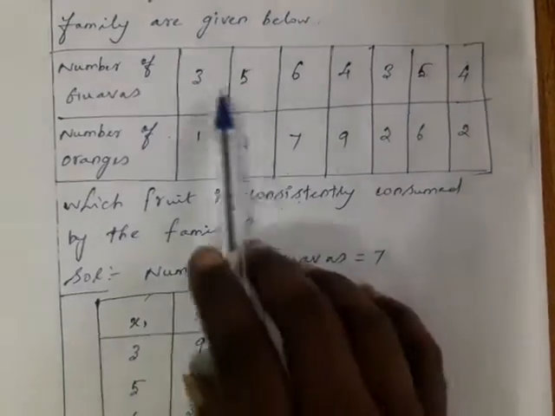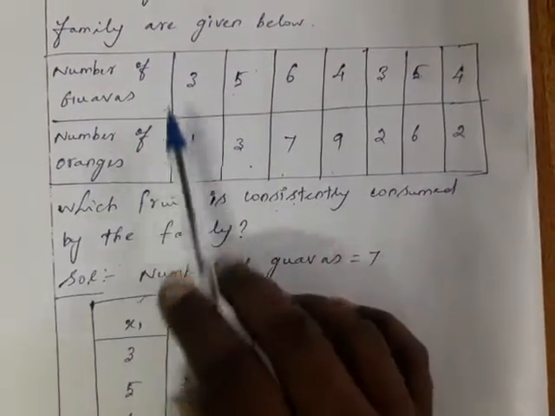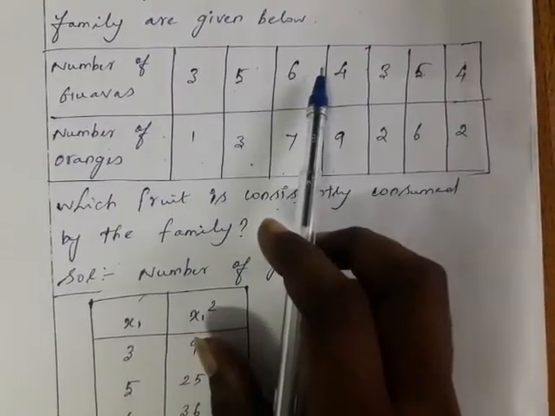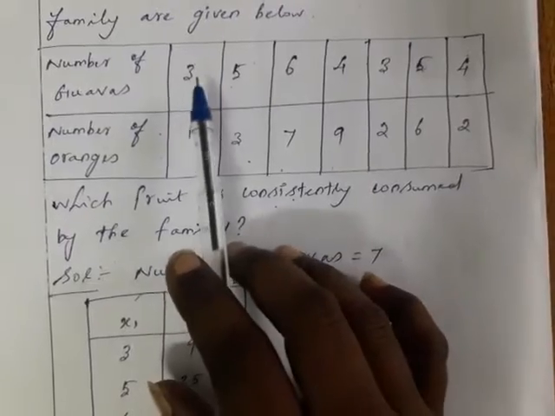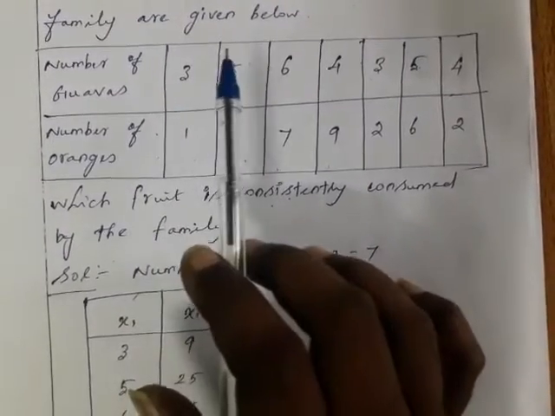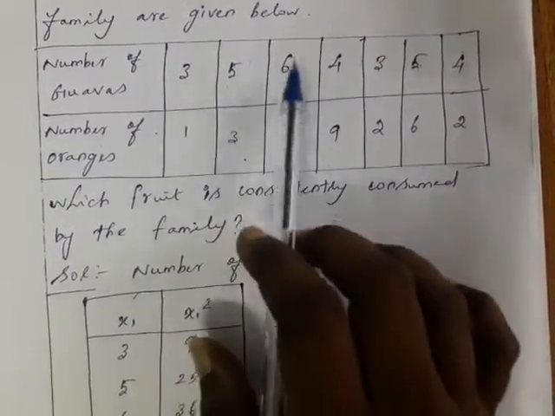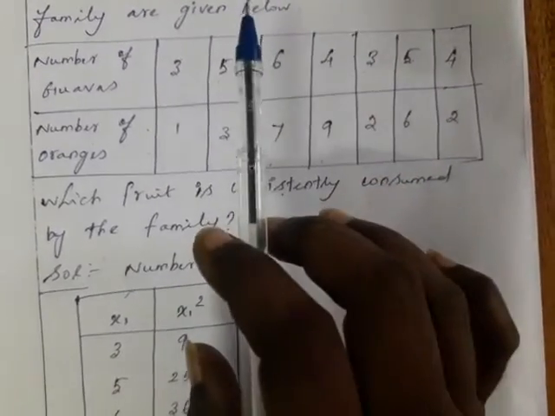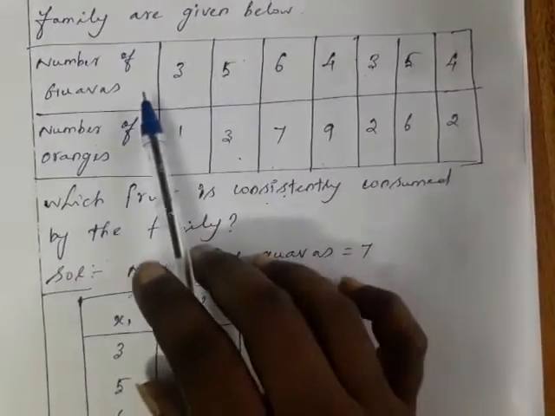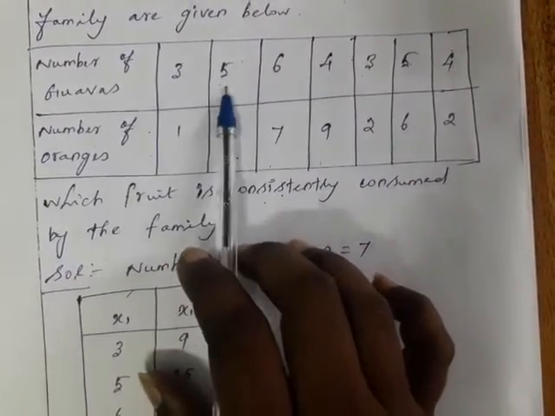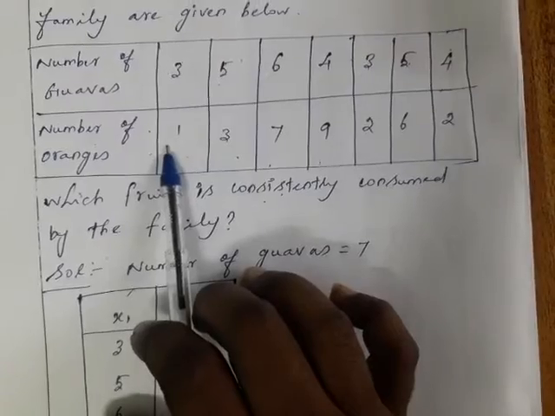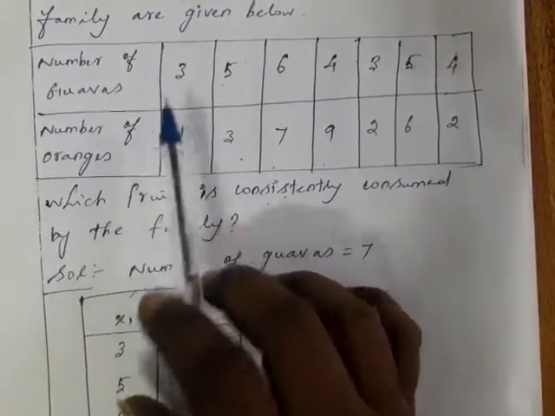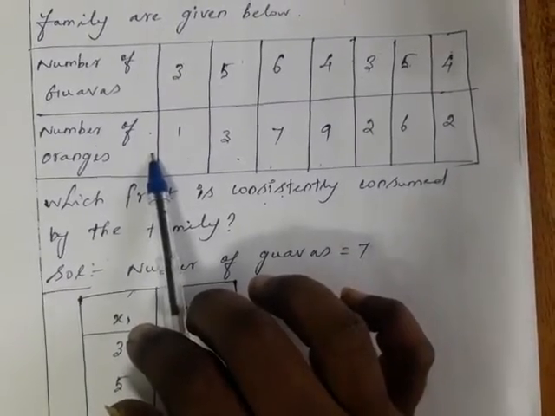So next, this one is x. Here two values are given. Normally when one value is given, this one is x, this one is frequency, like that we are doing. But here both are used in one family. Which fruit is more consistent, we have to find out. So first I have to find out for guavas, next for oranges. So for guavas this is the x1 value, and for oranges this is the x2 value.